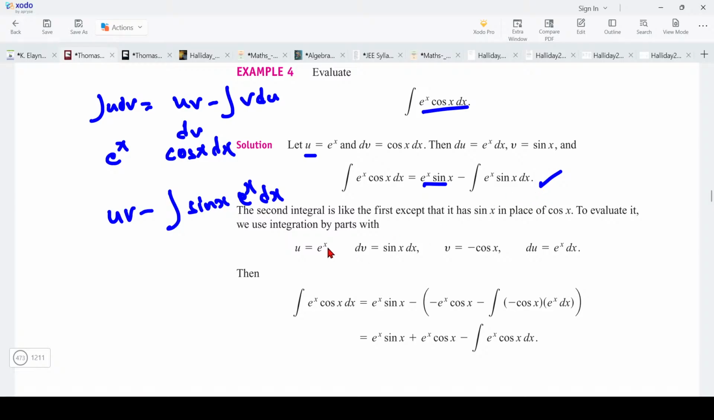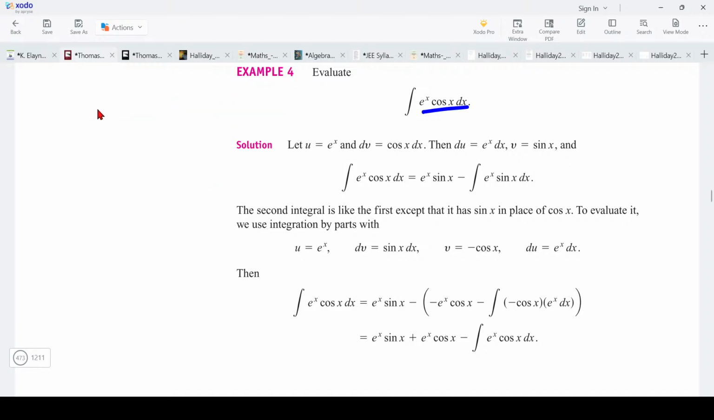Okay. Now, coming from here, let's evaluate the same method, integral of e power x sin x dx. Again, this is u, this is dv. And if this is dv, what is v?